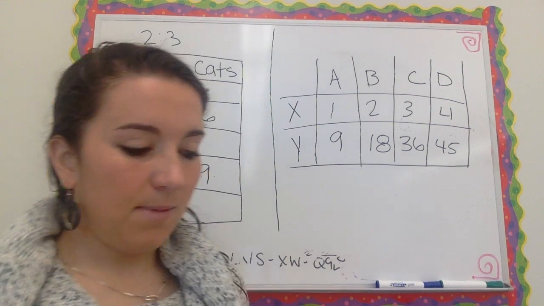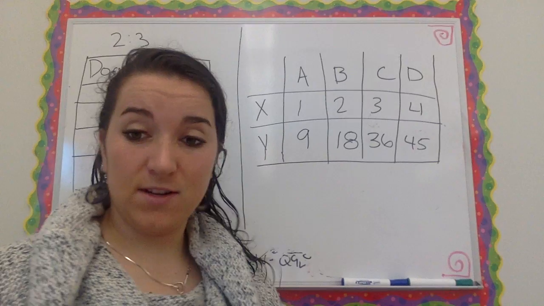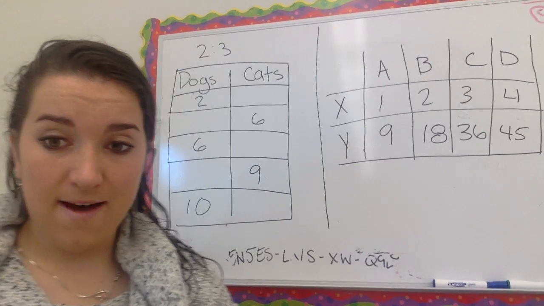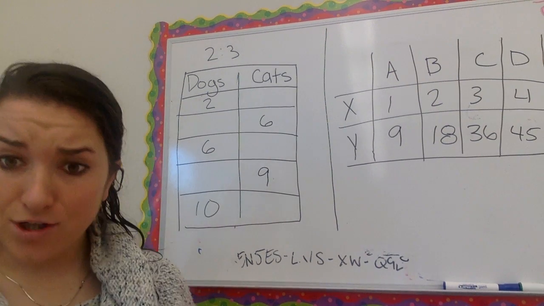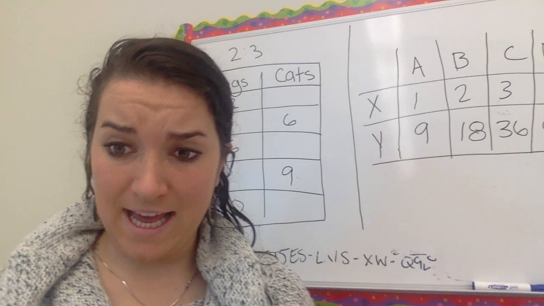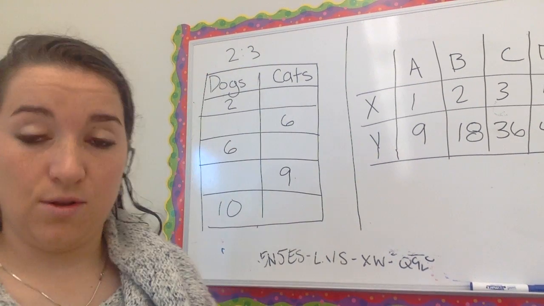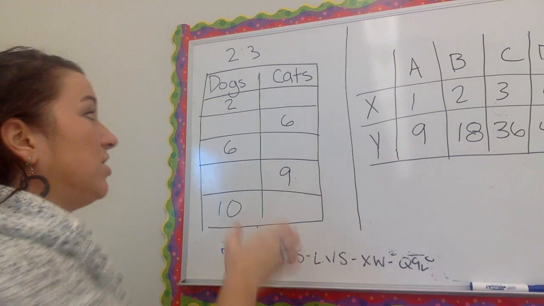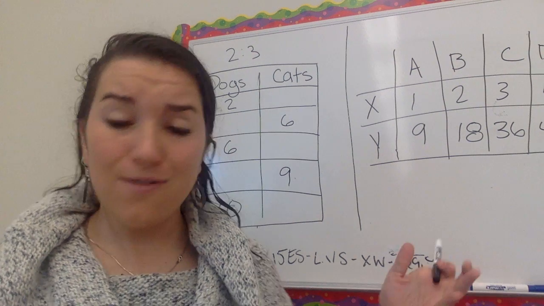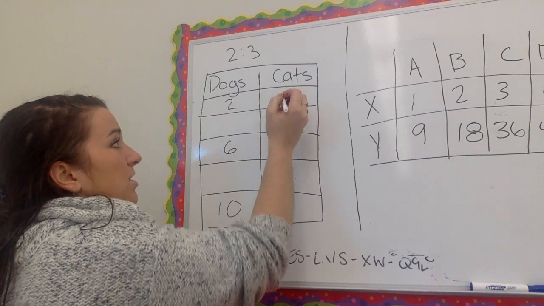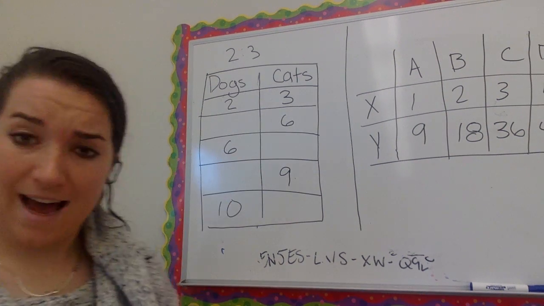All right, now the second part is a bit trickier. Let's look at the table that's been given to us. Here we have a table that says dogs and cats. It's partially filled in for us, and we need to fill in the rest of the table. I know the ratio is 2:3, so that means that every ratio for dogs to cats has to equal 2:3. The first one is really easy. This is just going to be 2. Cats is going to be 3 because for every 2 dogs, there were 3 cats.